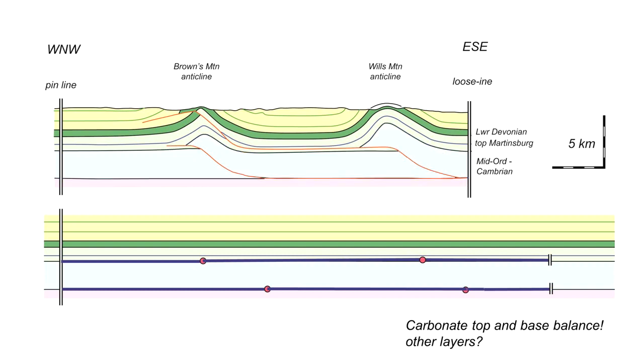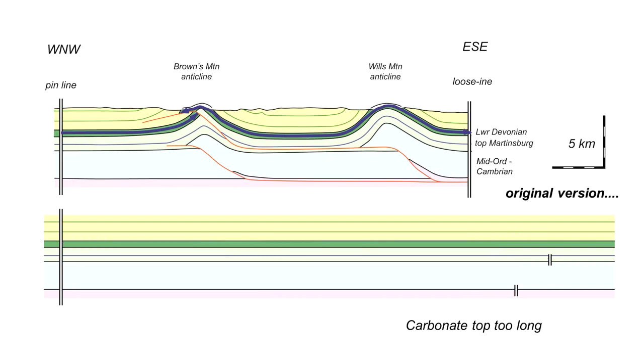But what about some of the other stratigraphic units? Well, let's look at this lower Devonian formation. We can measure its length sinuously around the folds and put it onto our restored template here. So this doesn't balance with our new interpretation for the underlying carbonates. Let's go back to our original interpretation and its restoration for the underlying carbonates. So in our original interpretation, the carbonate top is too long with respect to its base.